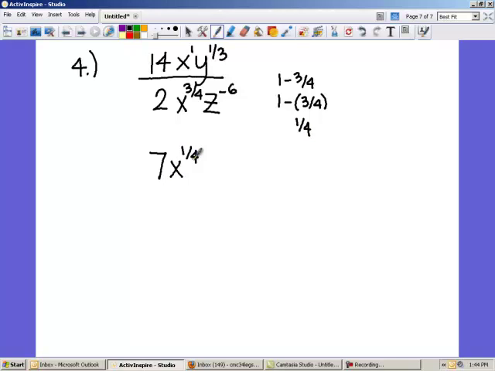Okay, and if we're going in alphabetical order, we would go to the y next. Y is really, there's nothing we can do with it because there's nothing on bottom. And this z has a negative exponent, so it's going to go on top and become positive. And this is actually the answer because nothing else can combine.